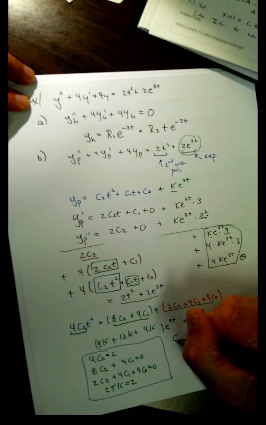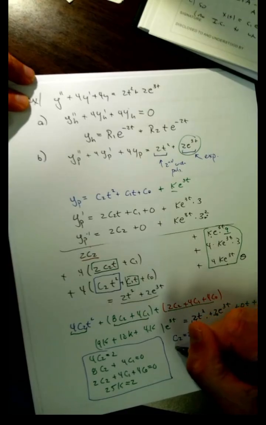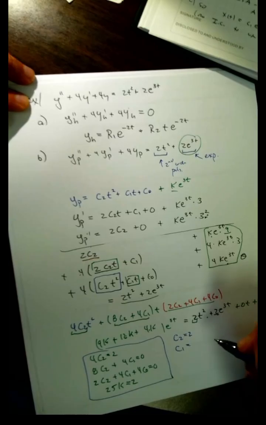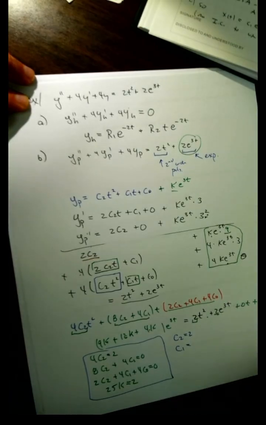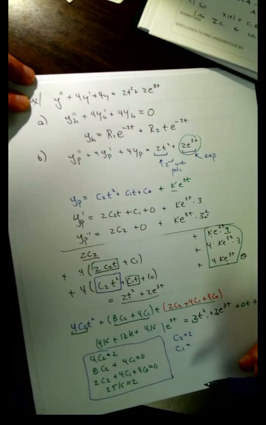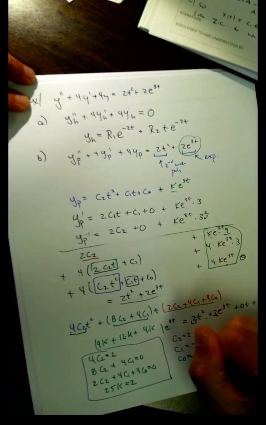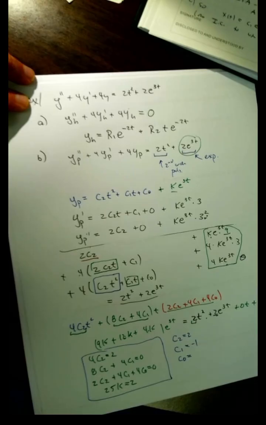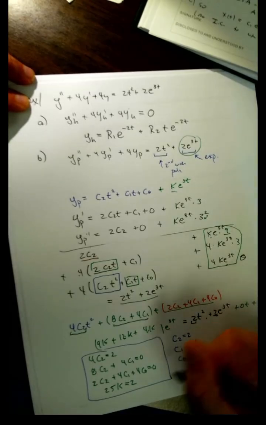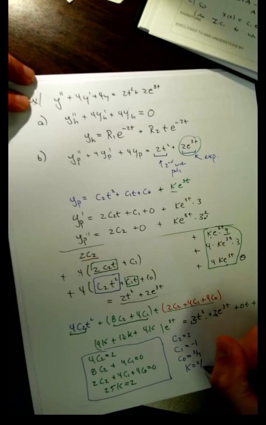And before we had c2 was 2. Solving this thing, what did we have before? Was that c1 was, what did we have? -1. And then c0, what did we have? We had that was, sorry, just want to make sure, that was 3/4. And then here we get k is 2 over 25.